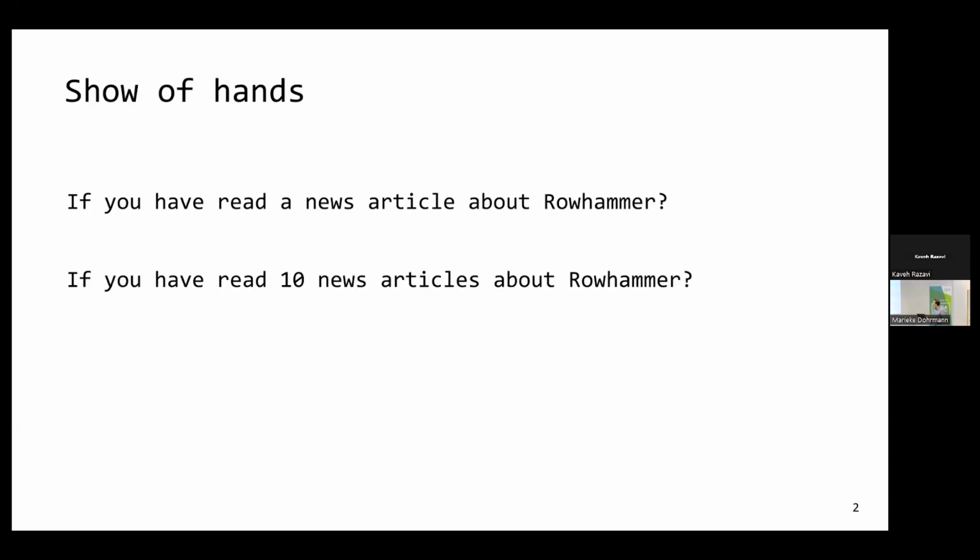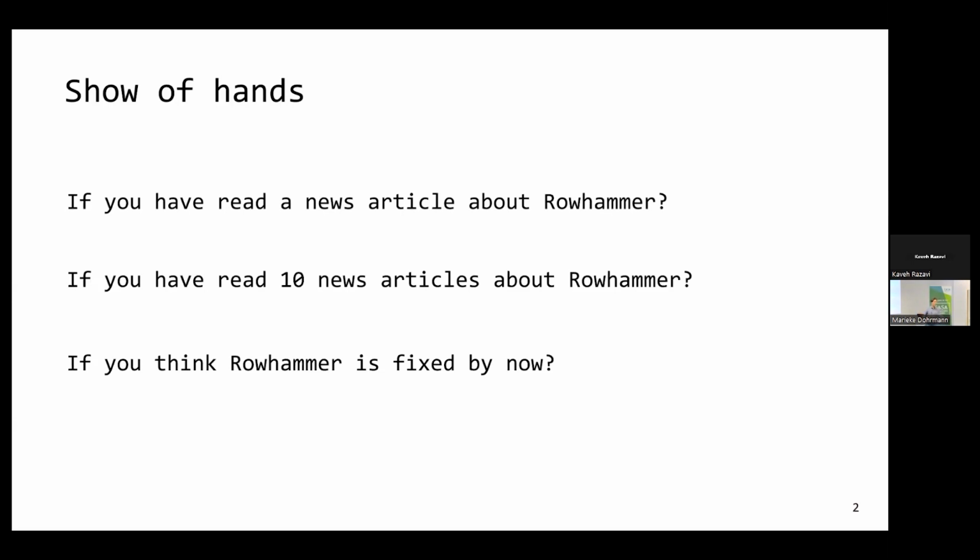But before I start, maybe a show of hands, so that I know how much you know and how much background I should provide. If you've read a news article about Rowhammer? Okay, that is one. So maybe this talk is going to be shorter than the next one. What if you've read 10 news articles about it? Okay, somebody really interested. Good.